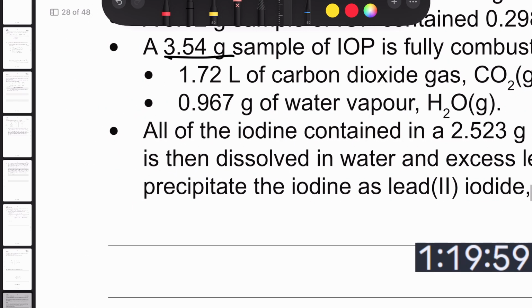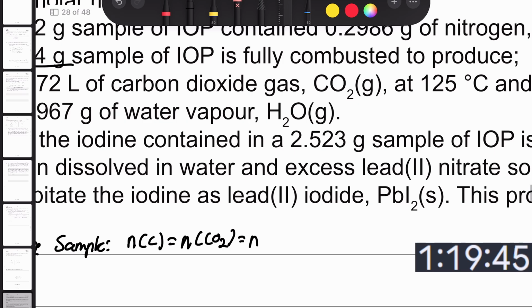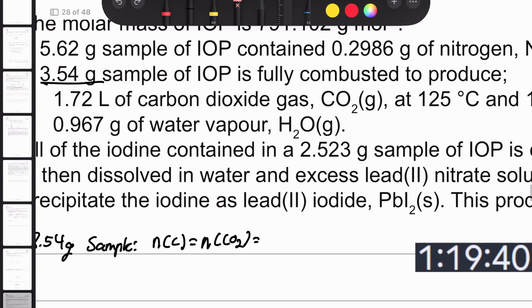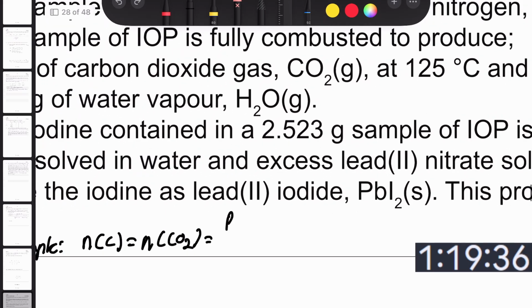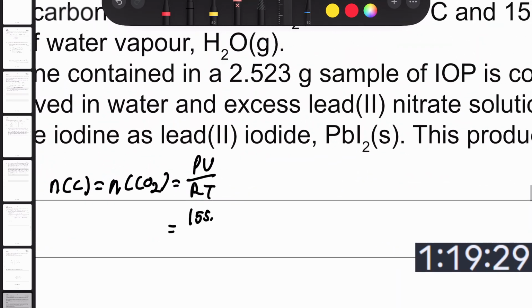So in a 3.54 gram sample, the number of carbon is going to be equal to the number of carbon dioxide, which is going to be equal to 1.72 liters of carbon dioxide gas. So n is equal to PV over RT. So the pressure is 155.3 times, so let's make sure it's PV over RT.